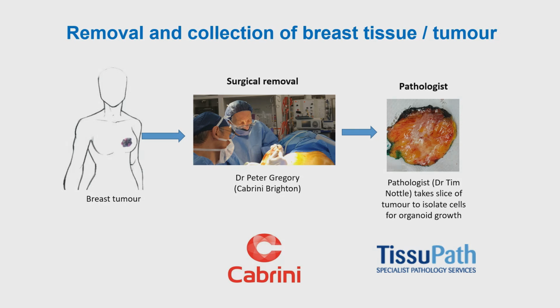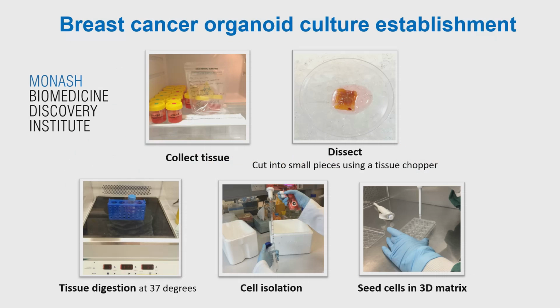The pathologist, Tim Nuttall, takes slices of the tumor and provides these slices to us at the Monash Biomedicine Discovery Institute. We collect the tissues, dissect them into very small pieces using a tissue chopper, and digest using a cocktail of enzymes, collagenase and dispase, to go to the single cell level. And we eventually seed these cells in a 3D matrix. For our work, we used the Matrigel from Corning. I know there are multiple other matrices used in the field. For example, the BME type 2 can also sustain organoid formation in this 3D environment.